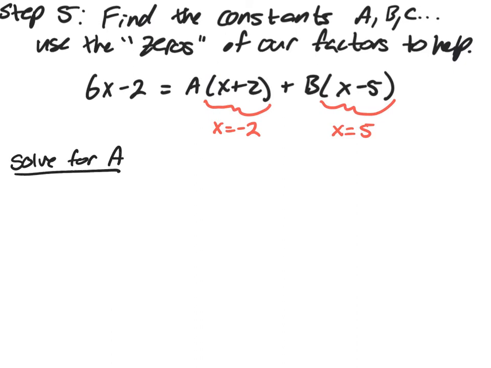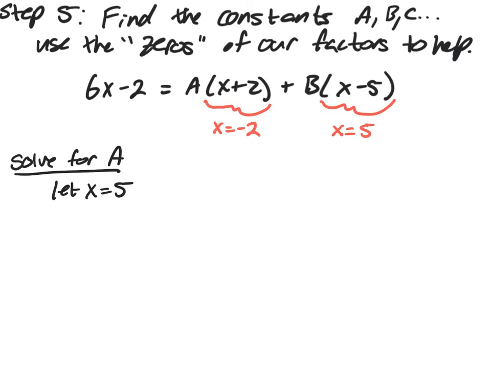Okay, so let's solve for A. Well, in order to do that, I would really like the other term, the one with B, to equal 0. And the way we're going to do that is we're going to let x equal 5, the 0 of that factor. Okay, so when we do that, what do we get?